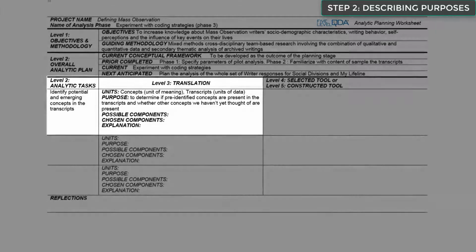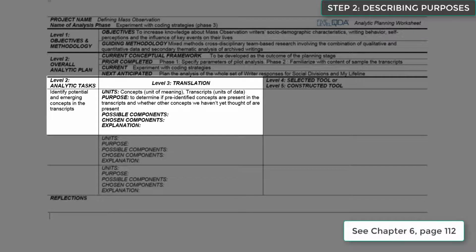In Chapter 6, we say that the rule of thumb is to have only one purpose per task. But you can see that in this example there are 2. Remember that rules of thumb are just heuristics, or guidelines. They're not hard and fast rules that must not be broken. It makes sense for this task to include 2 purposes because whilst deciding whether our predetermined potential concepts are present, we may expect to see other concepts we haven't yet thought of.